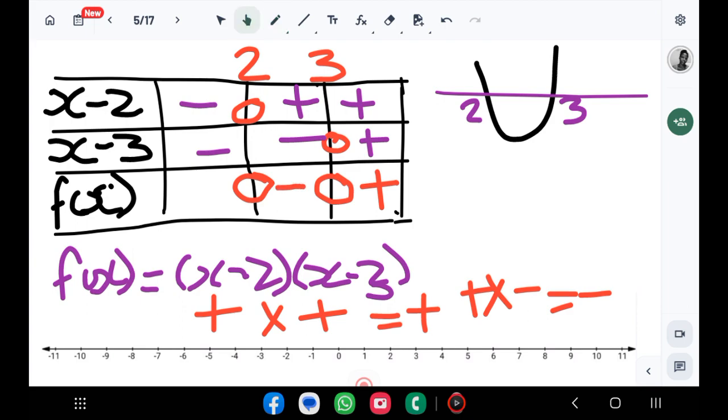In this region, your x minus 2 is negative and your x minus 3 is negative. You multiply those two to get f of x. So negative times negative, that gives you positive. So that means in this region to the left of 2, your f of x will be positive.